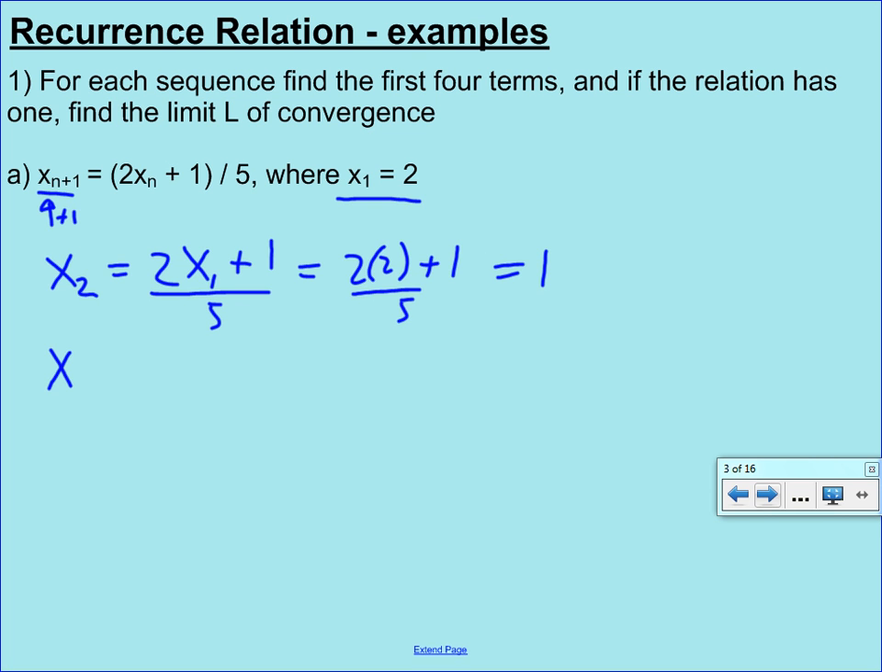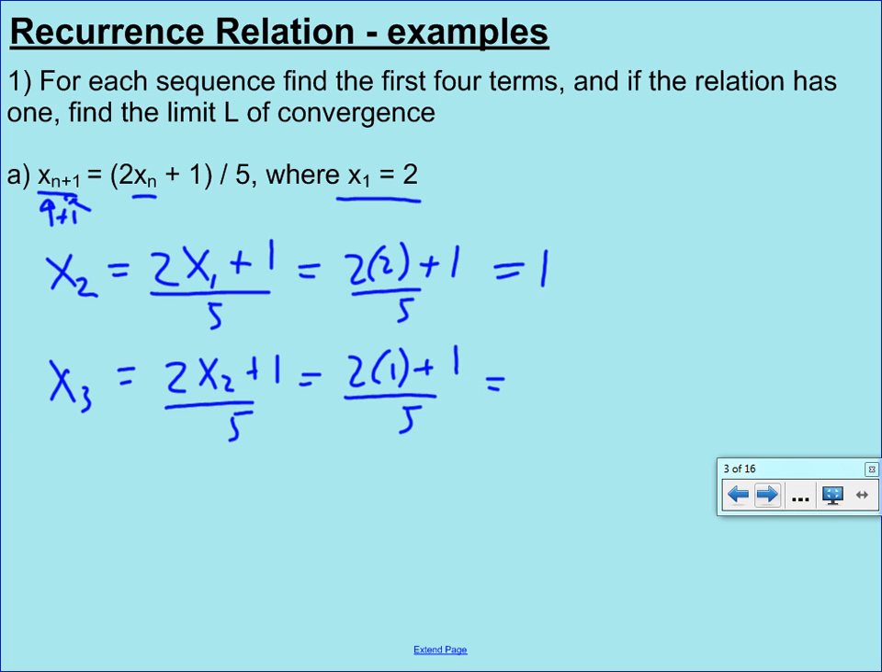Then the next term, x3, because now this is x2 plus 1, which gives me 3. So x3 becomes 2 times the previous term, which was x2 plus 1, over 5. So that's 2 times the previous term, which was 1, plus 1 over 5, which equals 3 over 5. So that's the third term in the sequence.